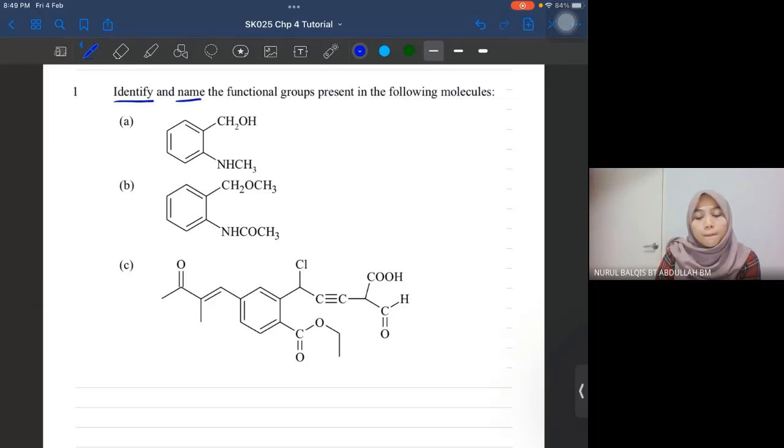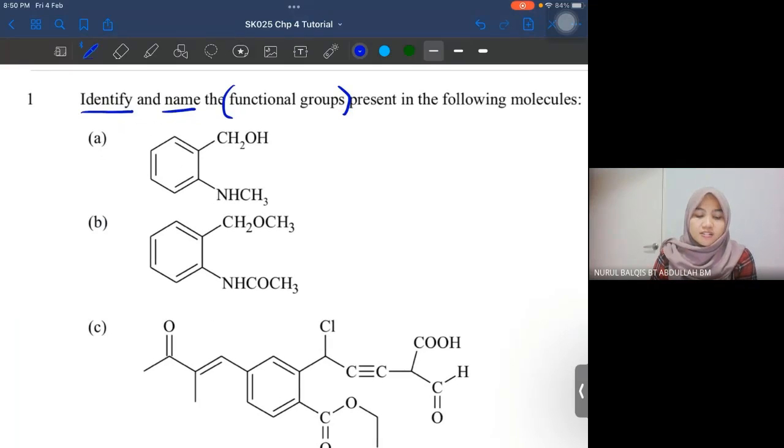Nama apa? Nama compound ke? Tengok betul-betul dekat sini, dia minta functional group. Functional group is not the same as in classes of compound. Yang ni kena hati-hati, takut nanti dah jawab tapi salah. Okay, so now in the first structure 1A, how many functional groups present in this molecule?